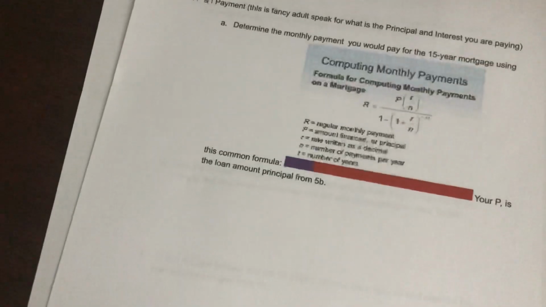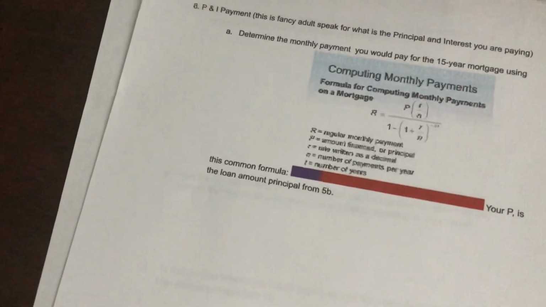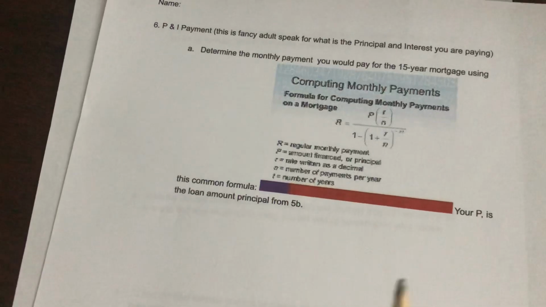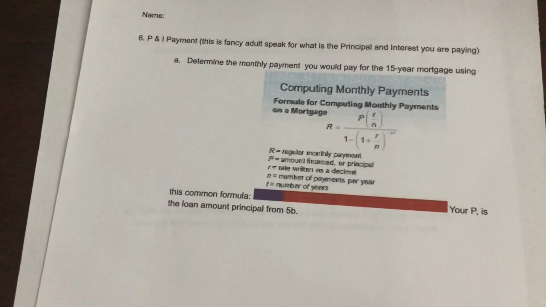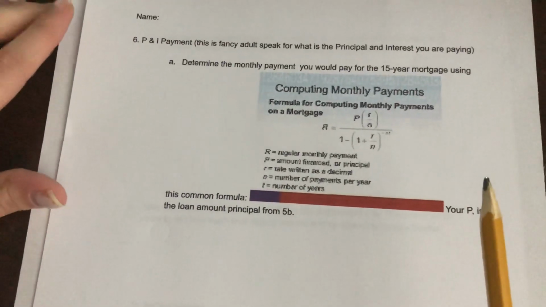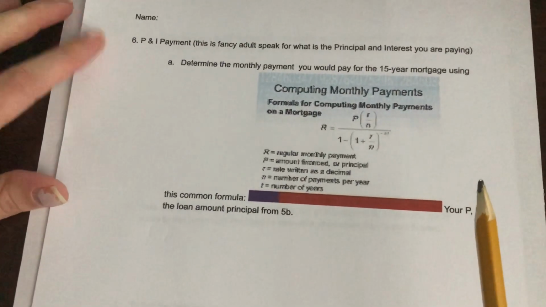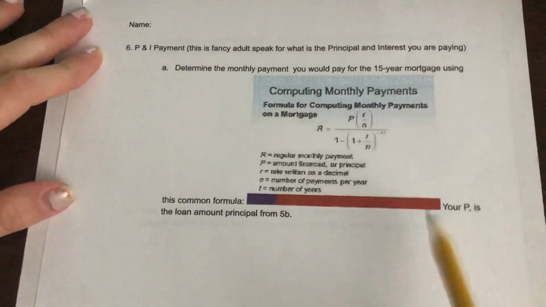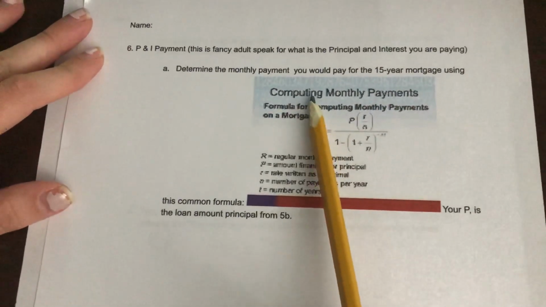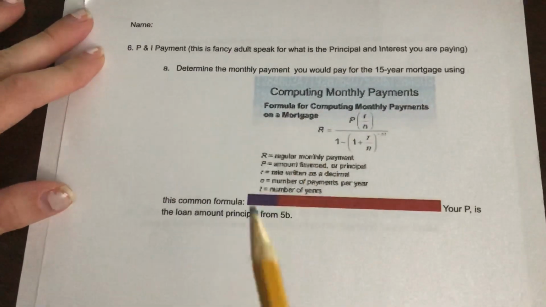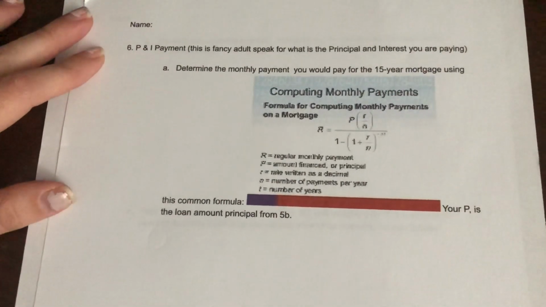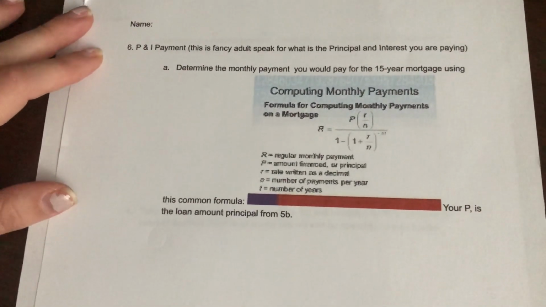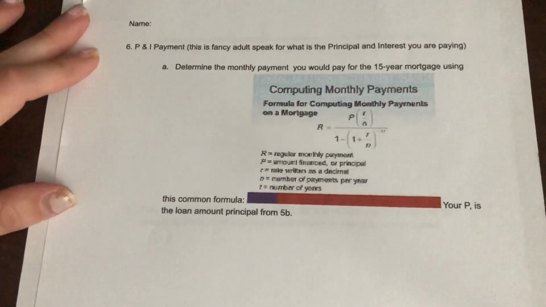So let's go on to the next part of the project, and that's called the P&I payment. I bet you've heard your parents talk about this if they're talking about buying a house. It's just fancy adult speak for principal and interest that you're paying. So we are going to compute monthly payments, figure out our 15-year mortgage and our 30-year mortgage numbers, and how much we're actually paying on interest.